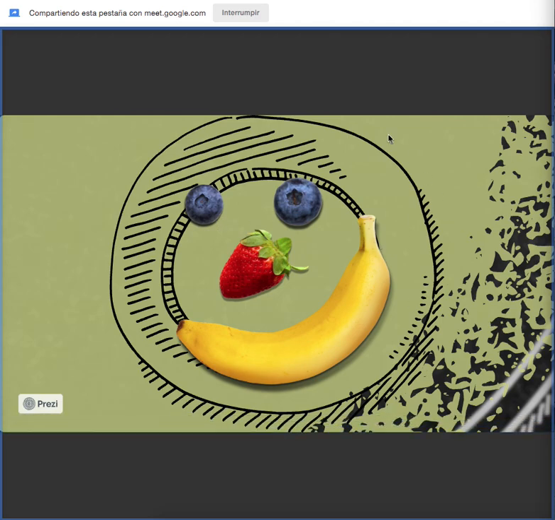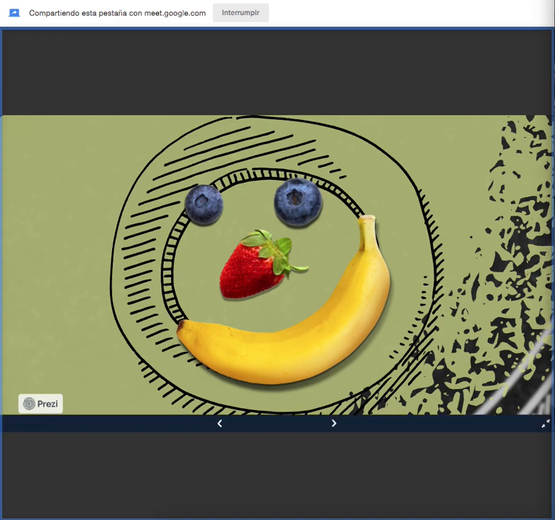Perfect. Is this countable or uncountable? What do you think? Is this banana countable or uncountable? Countable. Because in this case, you can say, this is a banana. Or if you have more, you can say, I have bananas. Can you see? Countable. Or I have 5 bananas. It's countable. What about the strawberry? Countable or uncountable?